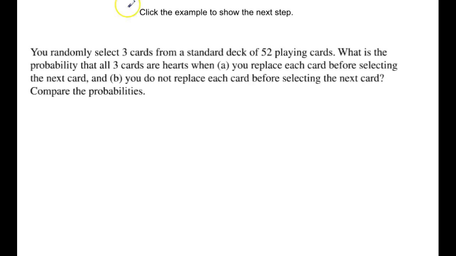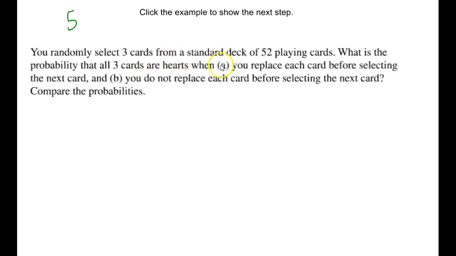So here we're going to look at our next example. This is going to be example number 5. I randomly select 3 cards from a standard deck of 52 playing cards. What is the probability that all 3 cards are hearts when, in the first part, I replace each card before selecting the next one, and then I don't replace each card, and then I have to compare those probabilities. So first thing, let's think: am I dealing with independent events or dependent events?